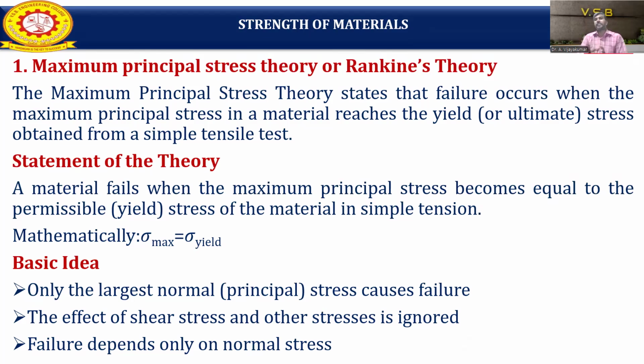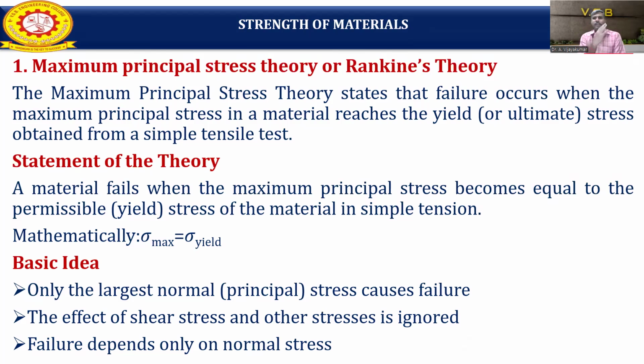May it be the material reaches yield as well as the ultimate. Okay, that we need to consider. The statement of the theory says that when the maximum principal stress becomes equal to the permissible stress of the simple tension, when you are conducting the simple tension, sigma max equals sigma yield. In that situation, the maximum principal stress theory, or Rankine's theory, is applicable.